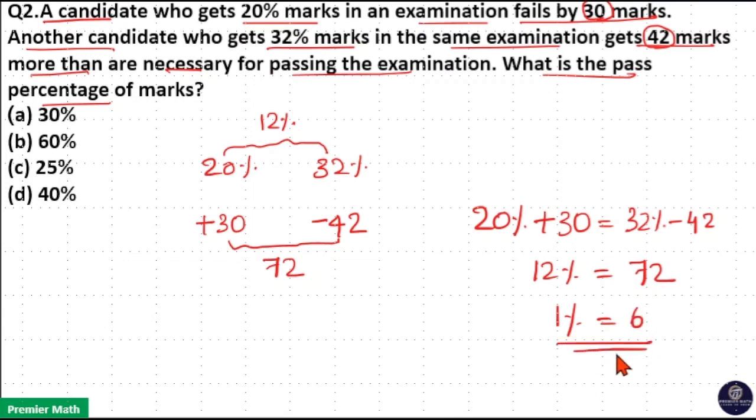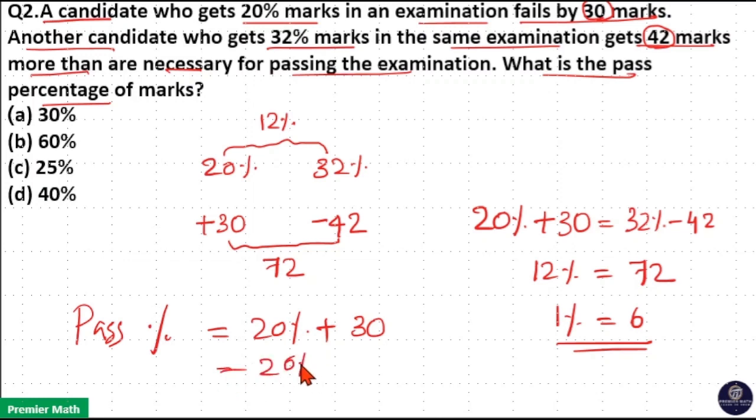That means here pass percentage is equal to, take one of these, 20% plus 30 marks. If 6 marks is 1%, 30 marks is 6 into 5, which is 30. So, 20% plus 5% is equal to 25%, the pass mark. Option C is your answer.